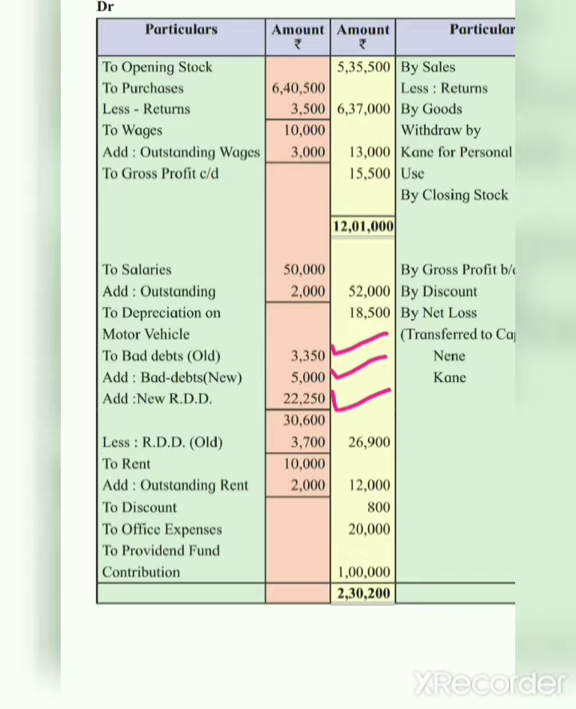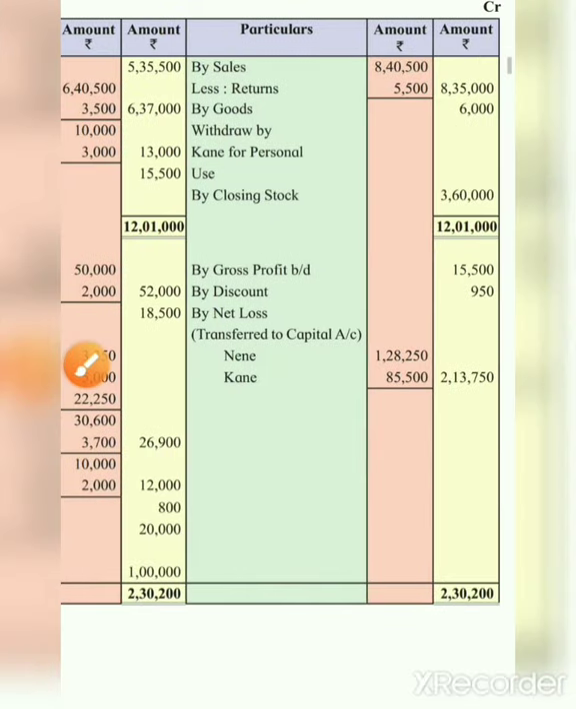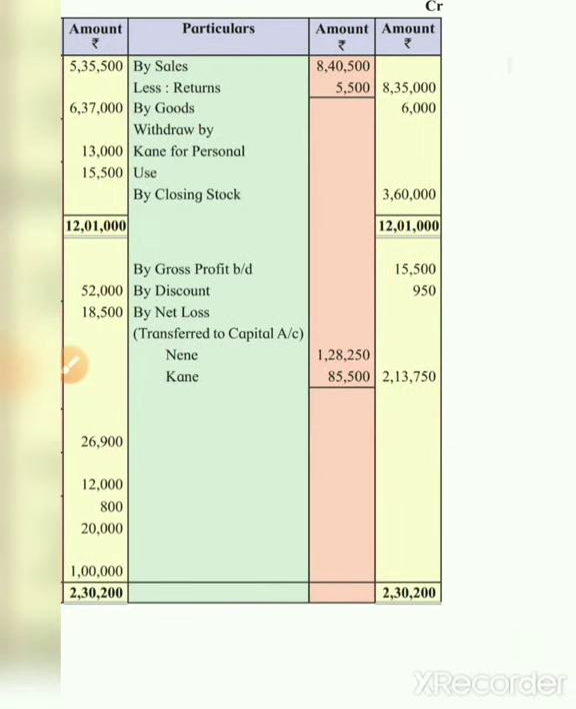Then from the total amount we have deducted the old RDD given to us in the trial balance. In this way, the total loss on bad debts this year is 26,900. Then next, rent. In that we have added the outstanding rent as per our hidden adjustment. Then to discount, and to office expenses. And the last, most important point, that is provident fund contribution. It is an expenditure for the firm, hence we have written it on the expenditure side, that is the debit side.